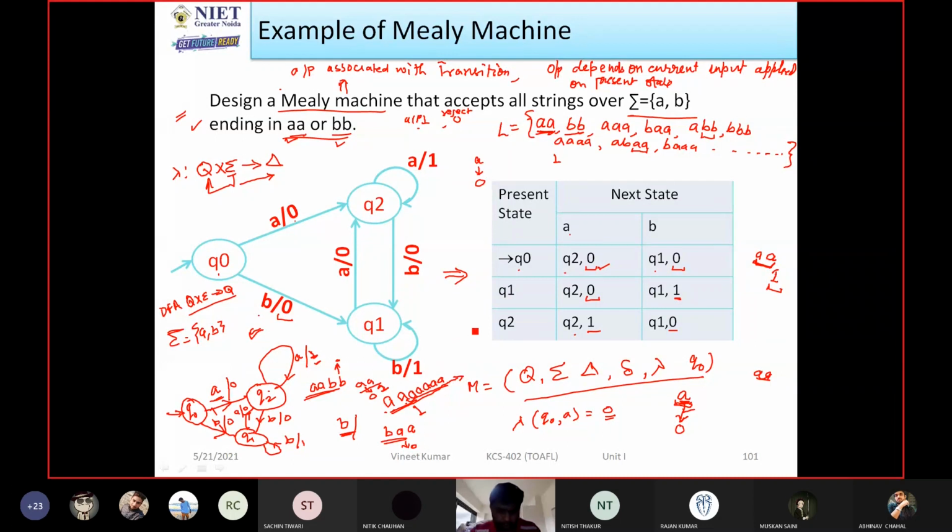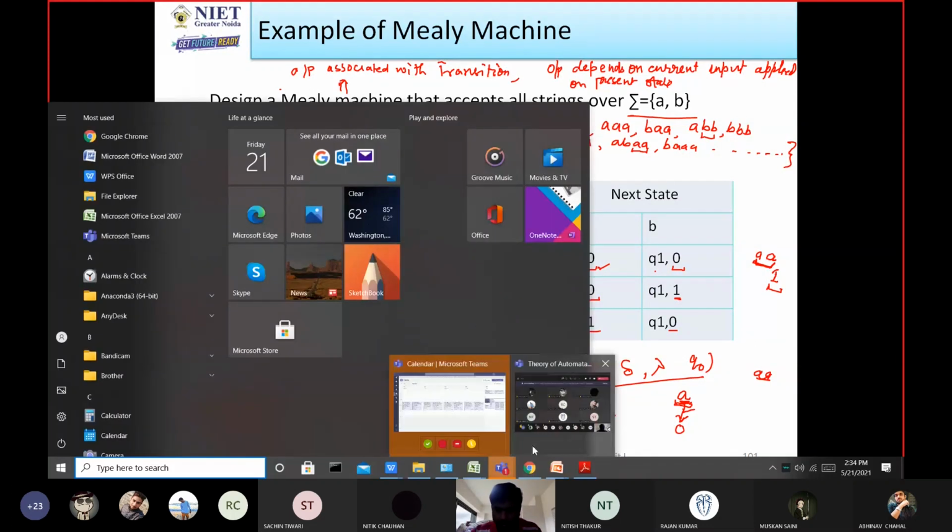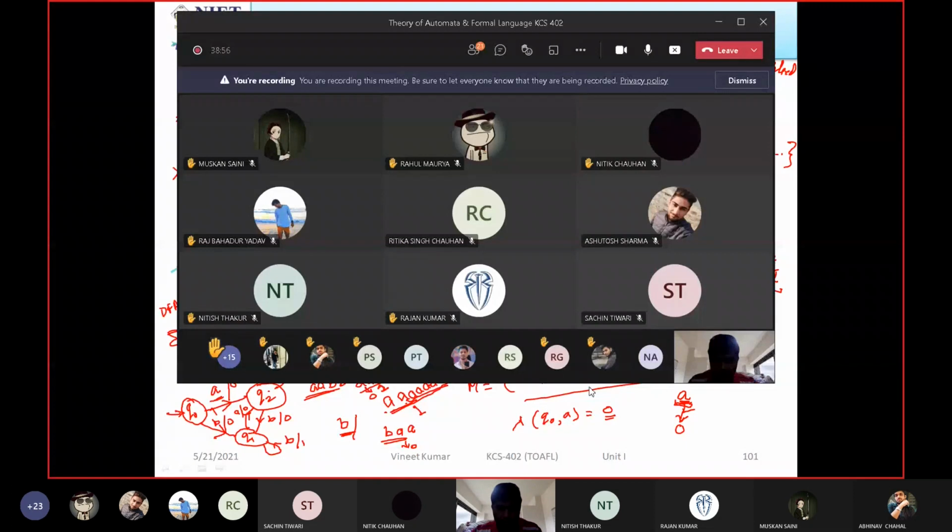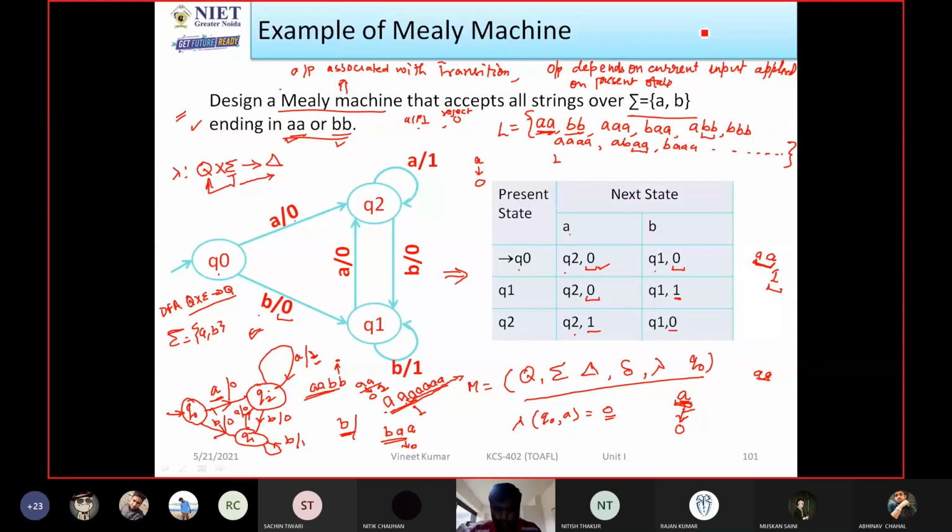Is it clear to all? Please tell me. Have you got the concept of construction of the Mealy machine? Yes, sir. Okay. Can you generate a one's complement machine? Design a Mealy machine that will generate one's complement.